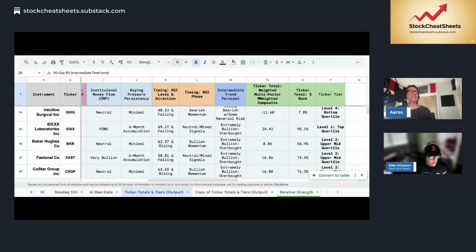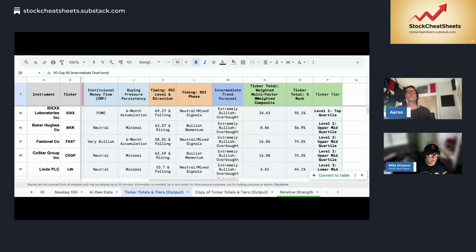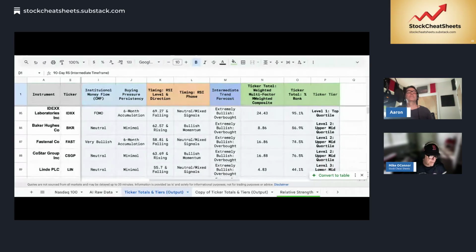So very bullish is above 0.2 but below 0.3. FOMO is above 0.3. 0.1 to 0.2 is still very bullish. I mean, it's bullish. Still a very good rating. And then anything between negative 0.1 and 0.1, I just put neutral. So again, FOMO is a really serious metric.